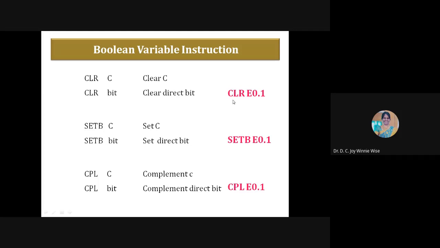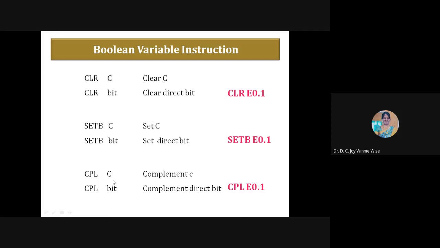So for example, let us say clear E0.1 means E0 is nothing but accumulator, which is referred by direct addressing, and 0.1. That is the first bit. In the address E0, the first bit must be clear. Okay. Next one is set instruction. So set the carry bit, and next one is set the particular bit. Example is we are setting the particular bit which is available as E0.1. Okay. This in the memory location E0, first bit will be set.